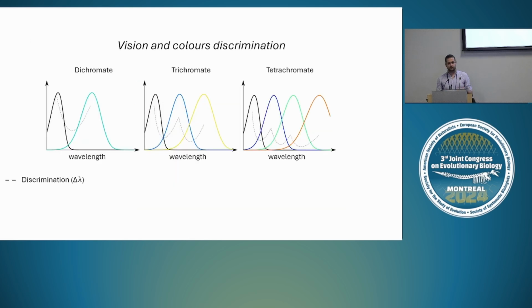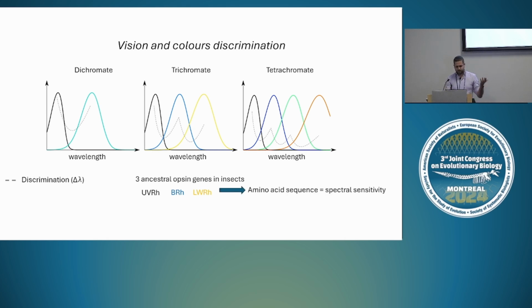Usually, the more opsin genes you have, the more you are able to discriminate colors, if you have the right neuronal interactions. And ancestrally, in insects, we have 3 opsin genes. One which is sensitive to UV, another one to blue, and another one to long wavelengths, which would be either green or red.